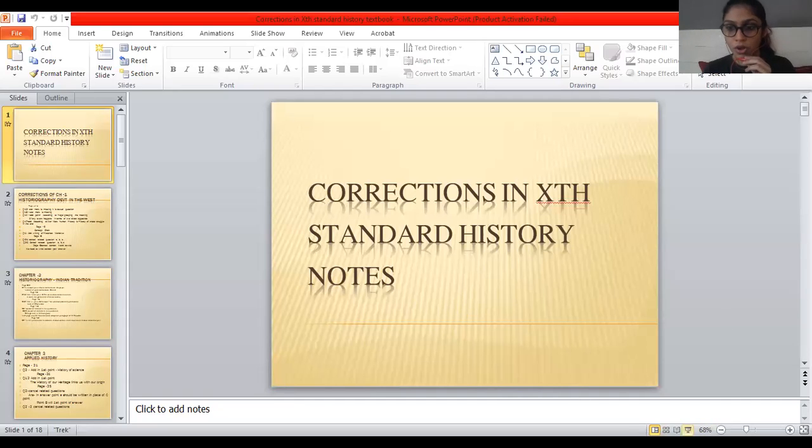As you all know, you have received new notes of history this year. There are a few printing errors in those notes. So what we are going to do is discuss all the errors and make corrections. Make sure while you are watching this video, you have a pencil and your notes in your hand so that you can correct the mistakes simultaneously.